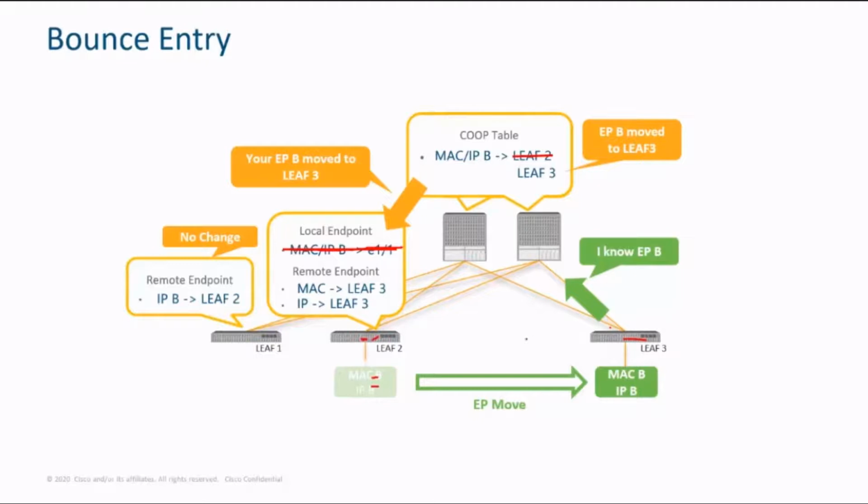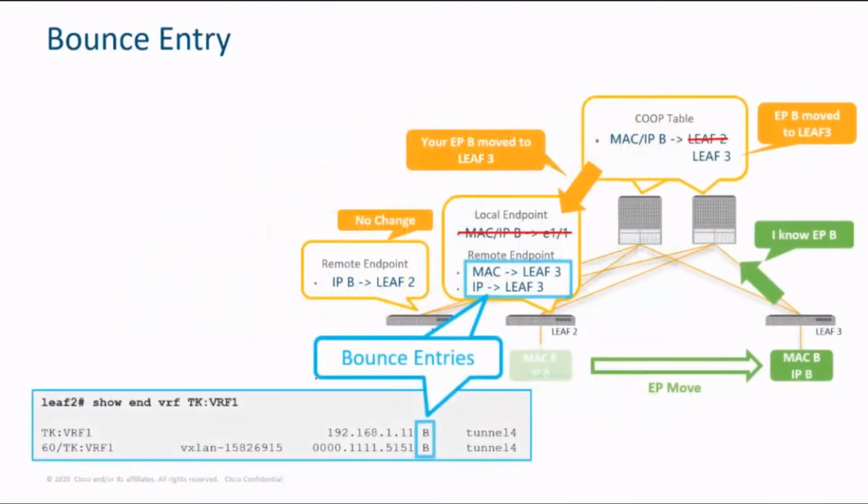Now remember, we updated leaf 2 here. The spines did not update leaf 1. So leaf 1 still thinks this green server that's behind leaf 3 is really right here behind leaf 2, if you look at its endpoint table. So if this server was to send traffic, it's going to send it to leaf 2. So to manage that, what they create in ACI on leaf 2 is something called a bounce entry.